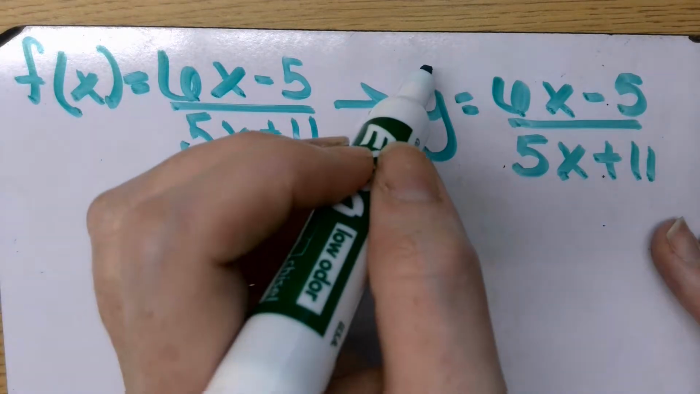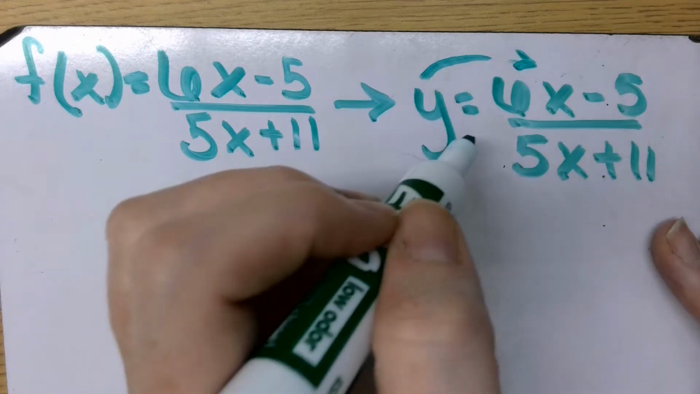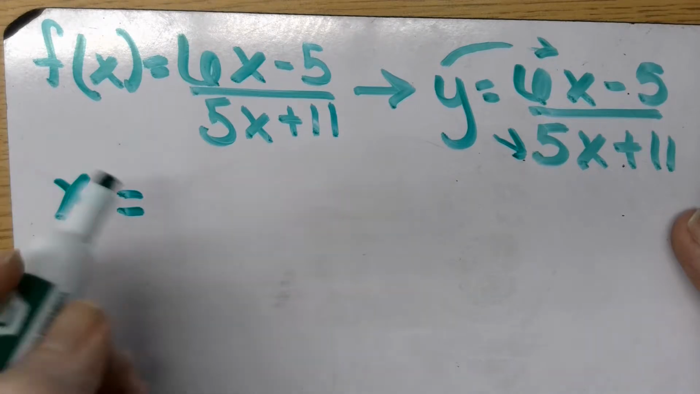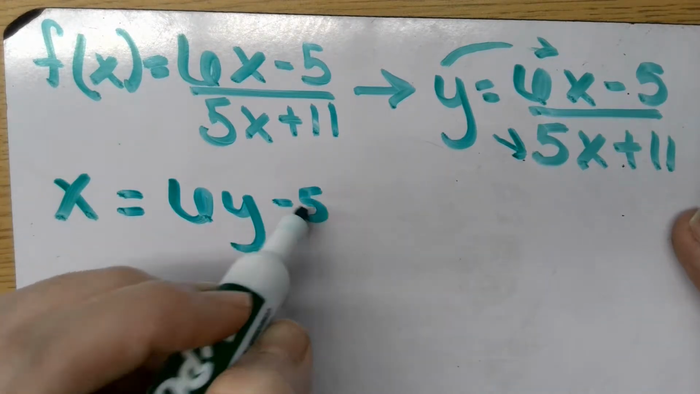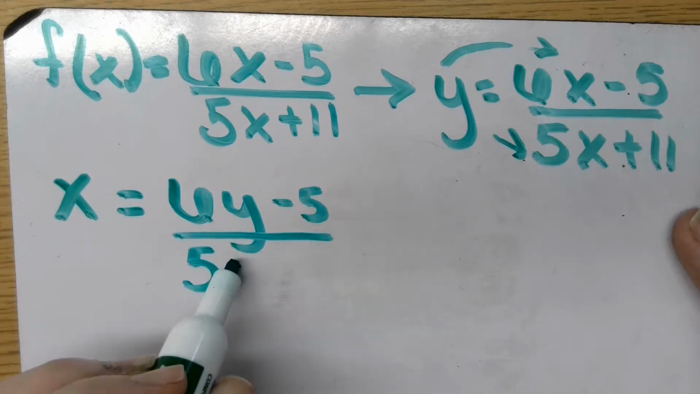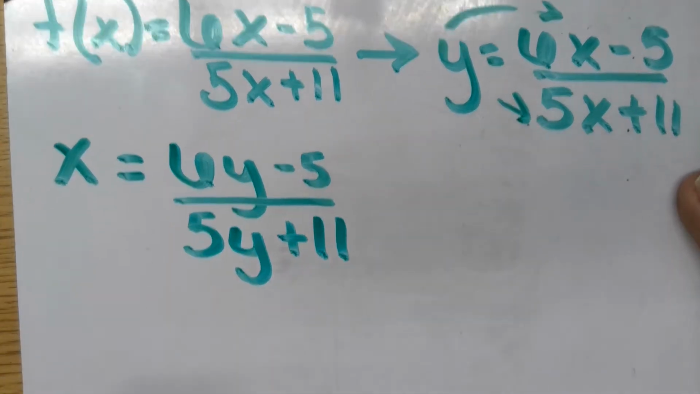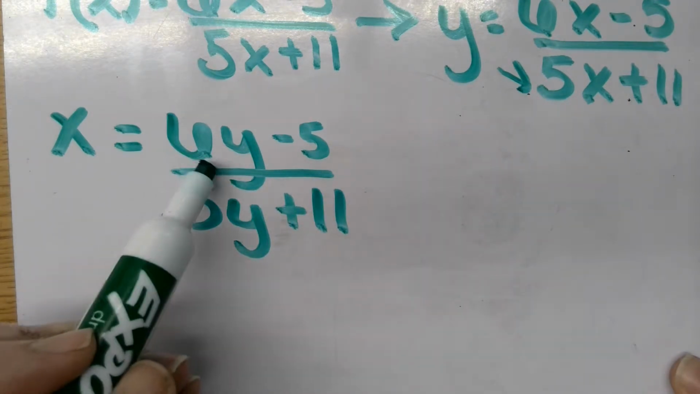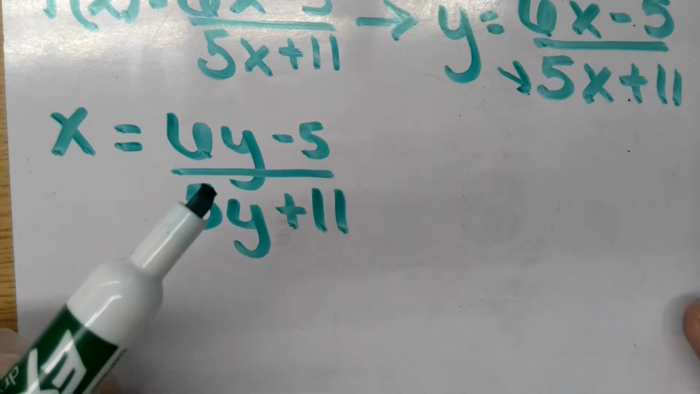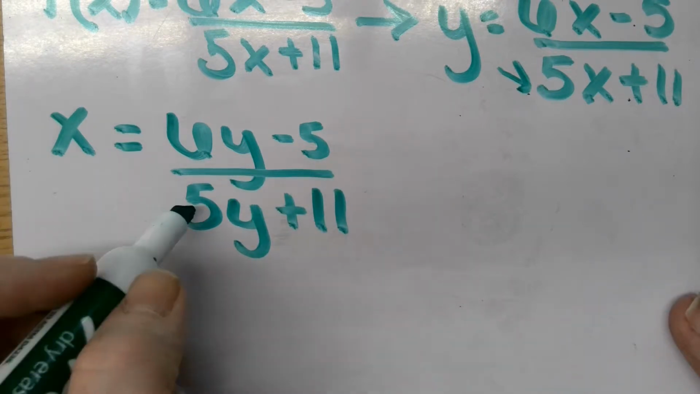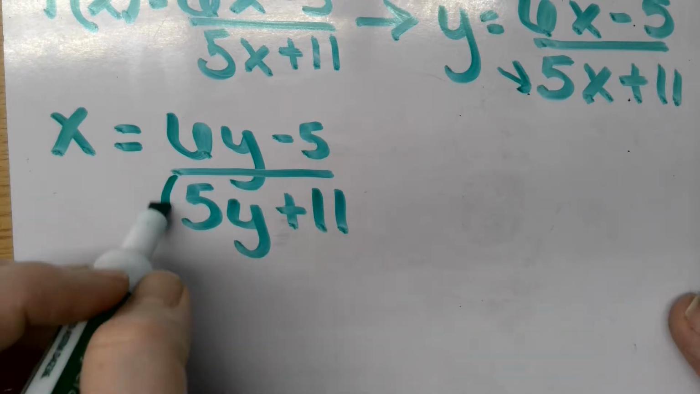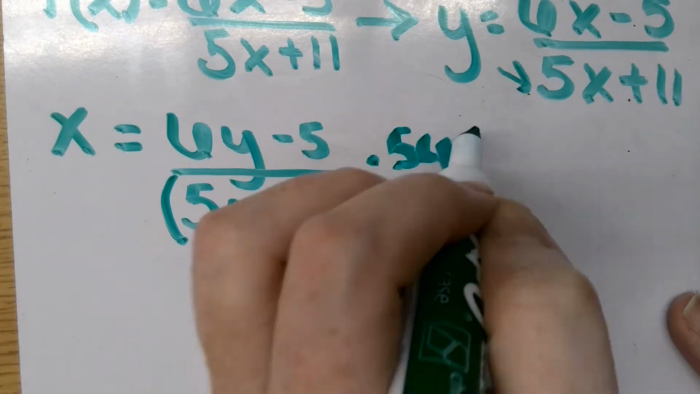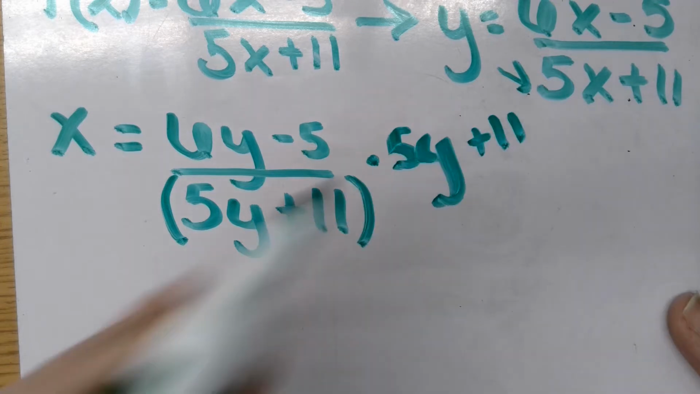Then they want us to exchange x and y, so interchange the x and y. So I'm going to put x over here, 6y minus 5 all over 5y plus 11. So here I interchange that x and y value. My numbers still stay the same. Now I need to get rid of my denominator, and in this case, it's 5y plus 11. So I'm going to multiply both sides by that 5y plus 11.